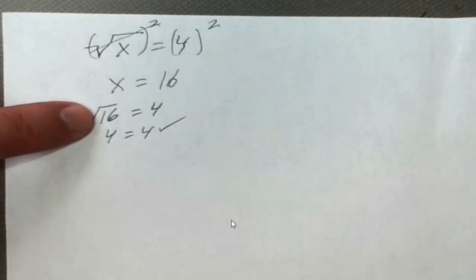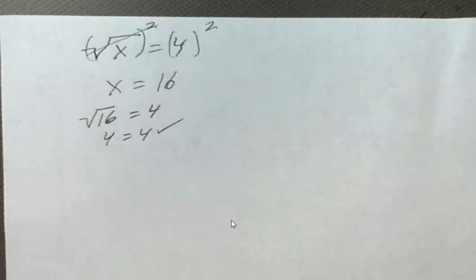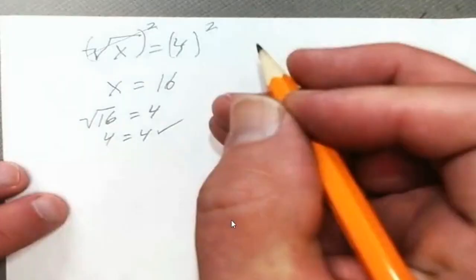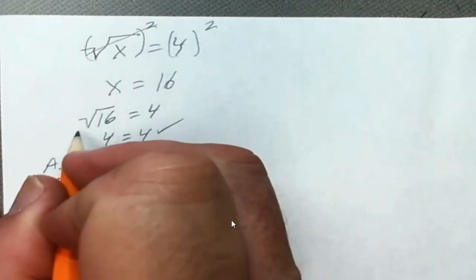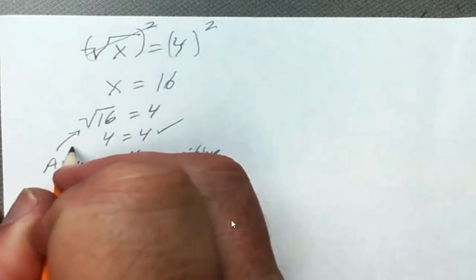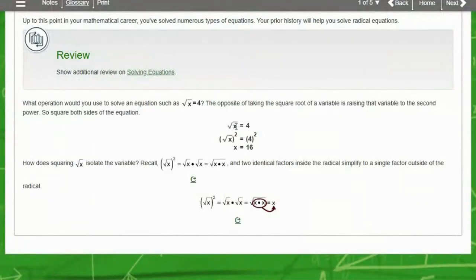Now, also, we know the square root of 16 equals 4, but when we solve radical equations, we always assume the positive. Assume the positive when we take the square root. We don't use the negative value when taking the square root when we solve these. So that one works out. It's simply x equals 16. And it shows right here. If you have the square root of x equals 4, you square both sides, x equals 16.